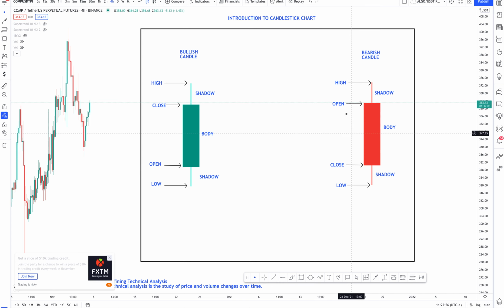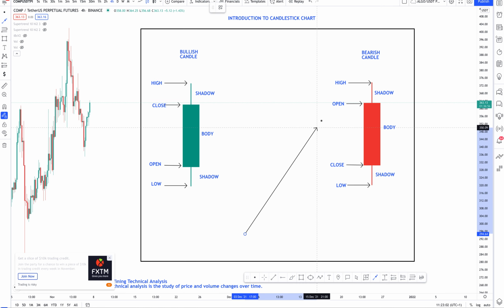Okay, which means if it starts over here, let's use this tool. It means that if it opens from here, definitely it will close below.